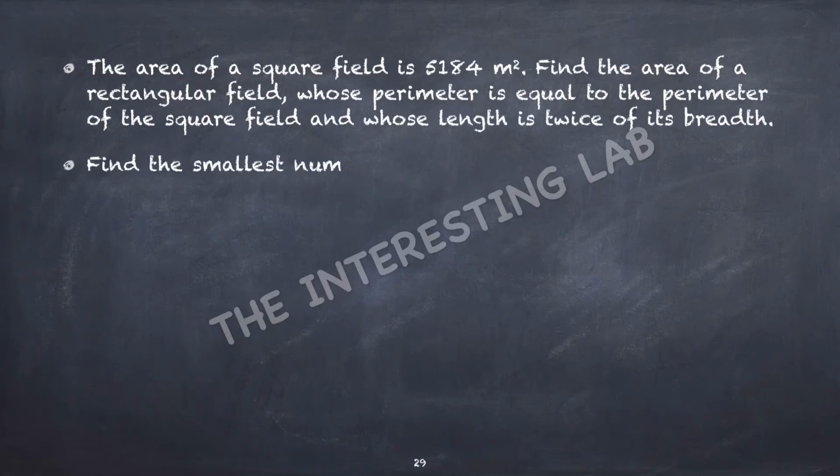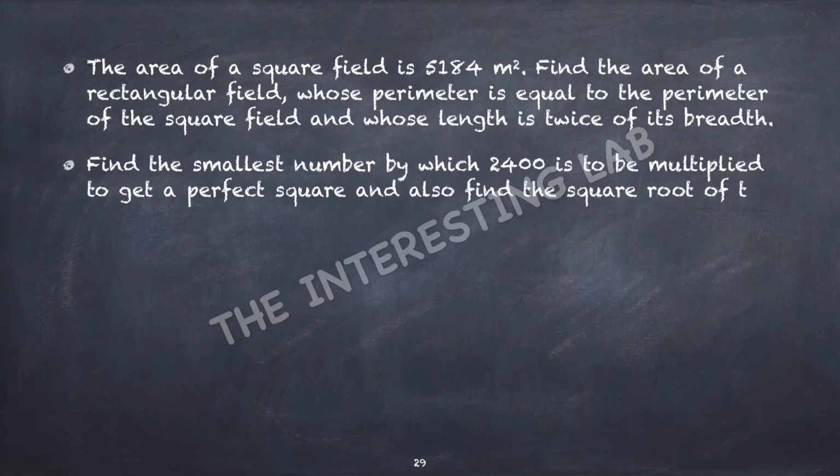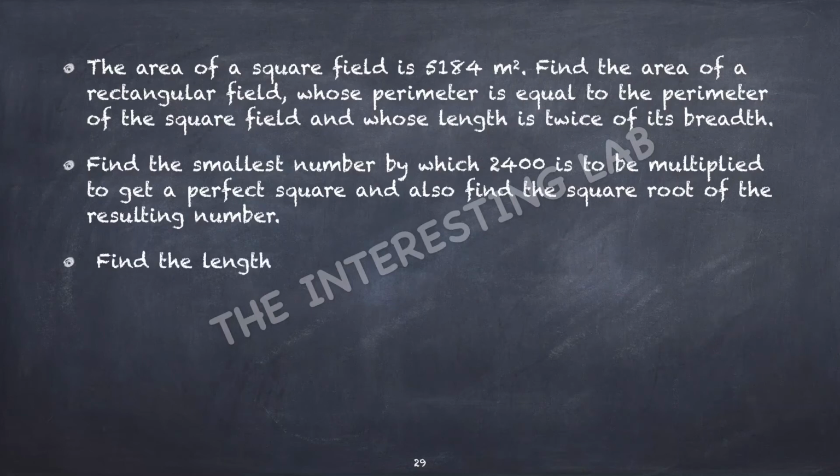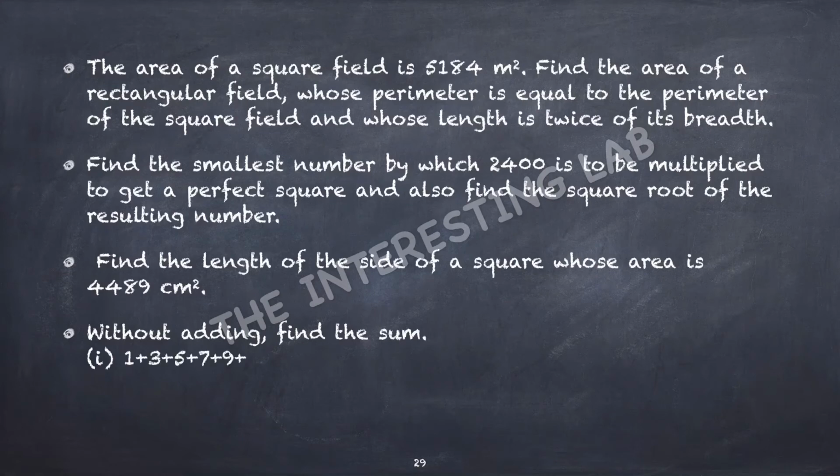Find the smallest number by which 2400 is to be multiplied to get a perfect square and also find the square root of the resulting number. Find the length of the side of a square whose area is 4,489 square centimeters. Without adding, find the sum. First, 1 plus 3 plus 5 plus 7 plus 9 plus 11 plus 13 plus 15 plus 17 plus 19. Second, 1 plus 3 plus 5 plus 7 plus 9. Third, 1 plus 3 plus 5 plus 7 plus 9 plus 11 plus 13.